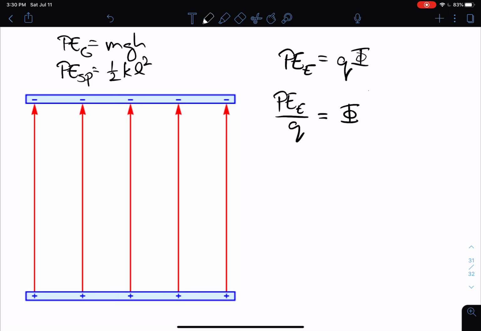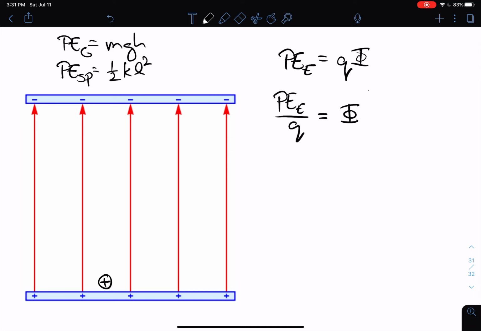And the best way to show this is actually to take a look at this situation here. I've got two parallel plates. This plate is positively charged, this one's negatively charged. The red arrows are the electric field. And this is a capacitor. And if we talk about the electric potential energy, so if you're talking about a positive charge, let's say I've got a positive charge, and I'll put that positive charge right here.